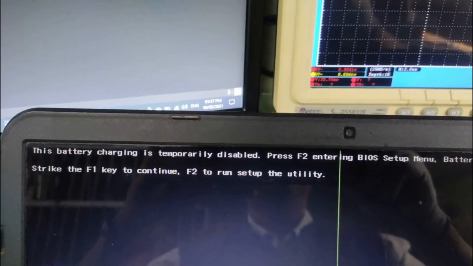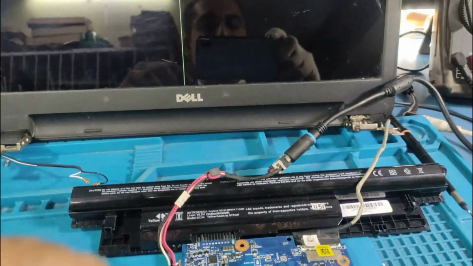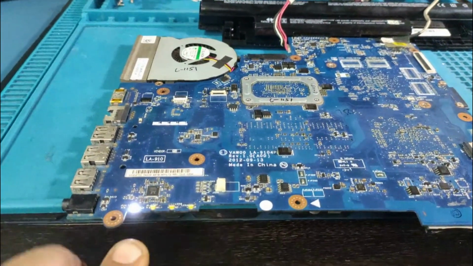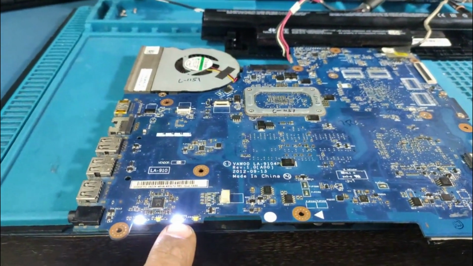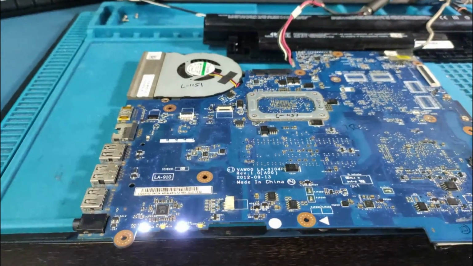This message comes whenever the battery is connected. As you can see, my battery is connected with the motherboard, and here you can see the light is blinking as if it's trying to detect the battery, but the motherboard is not able to detect the battery.